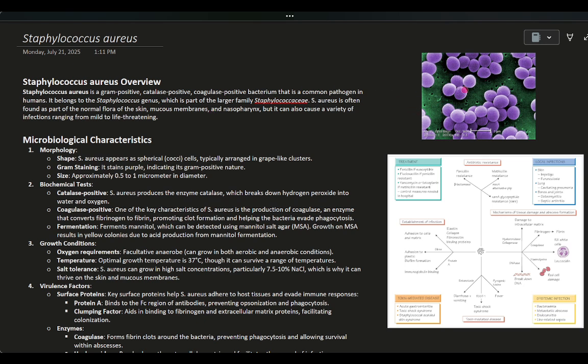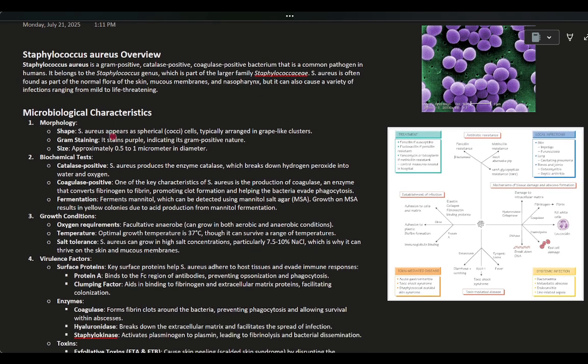Here is a picture of the Staphylococcus aureus for your reference. So let's talk about its microbiological characteristics, starting with its morphology. The Staphylococcus aureus will appear as spherical or cocci cells, and it is typically arranged in grape-like clusters, as we see over here. It is also going to stain purple, which means it is gram-positive in nature, and the size can range from approximately 0.5 to 1 micrometer in diameter.